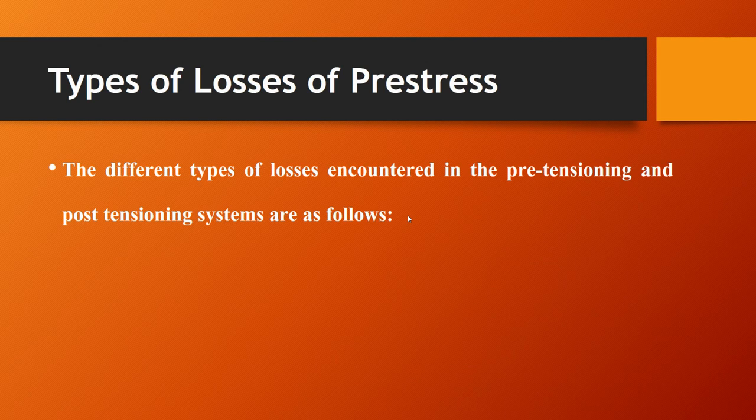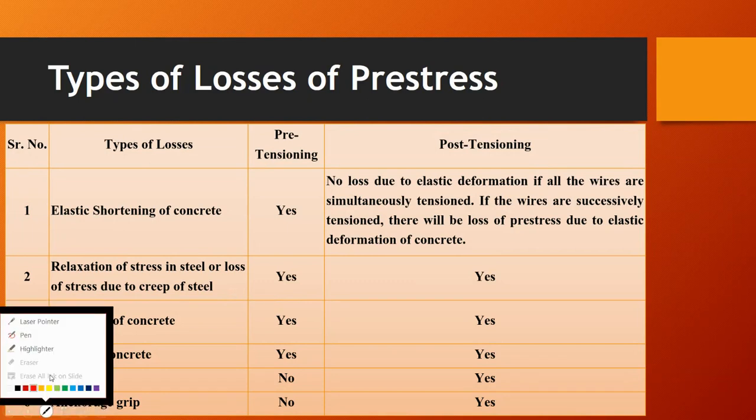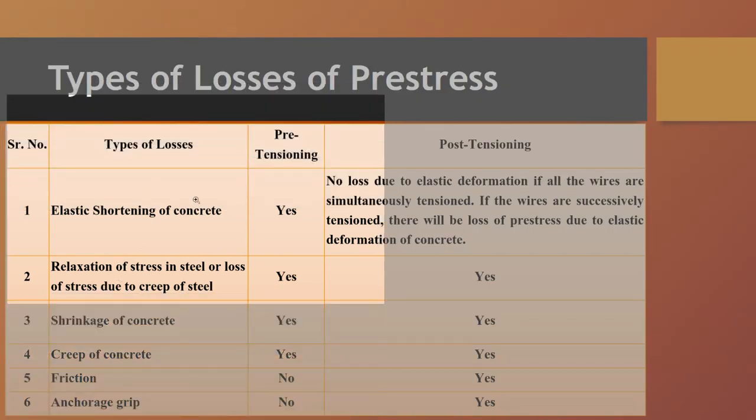So whatever losses we are going to consider, we should check whether these losses happen in post-tensioning, pre-tensioning, or in both systems. So with the help of one table, let us discuss the losses in case of pre-tensioning and post-tensioning systems. As per this table, you can see in point number 1 that they are showing the types of losses.